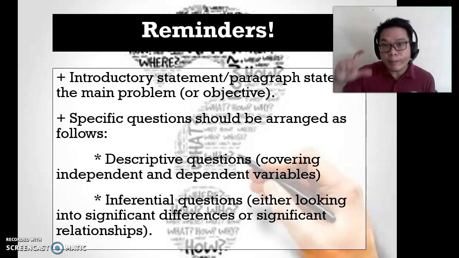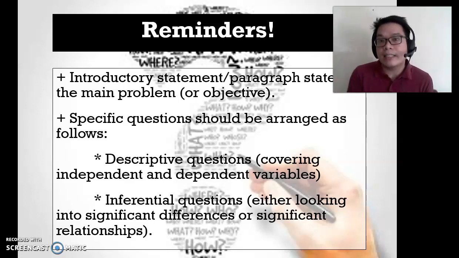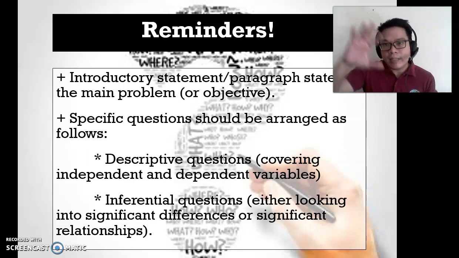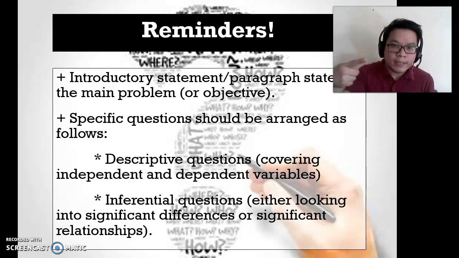And then after your first paragraph, you must go to your specific research questions, which should have two kinds of questions. One is descriptive questions covering the independent and dependent variable, and then you must also have inferential questions. You can have 2 or 3 descriptive questions, and you can also have 2 or more inferential questions. But make sure that in your statement of the problem section, you must have your opening statement.